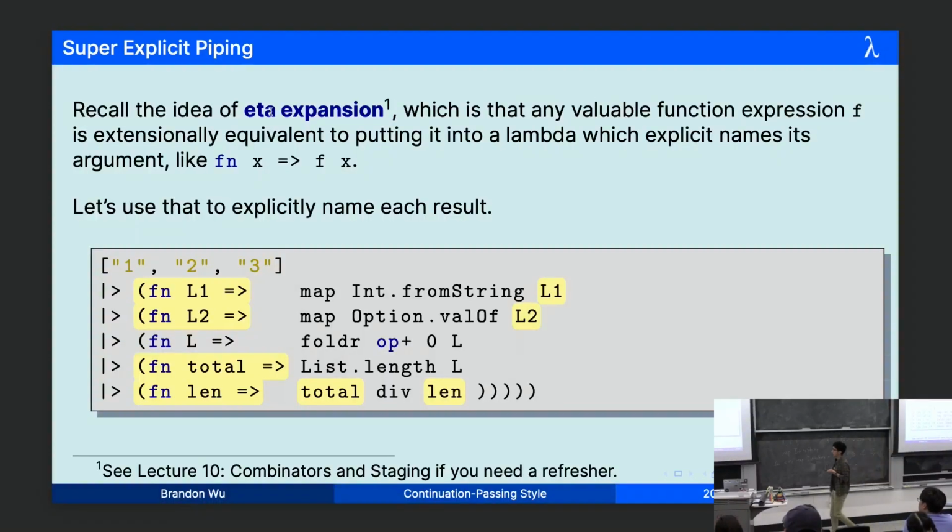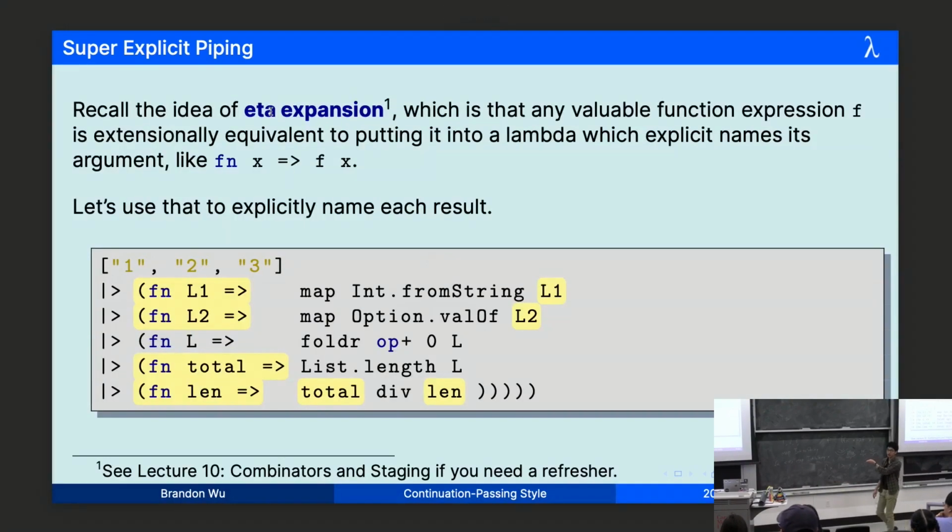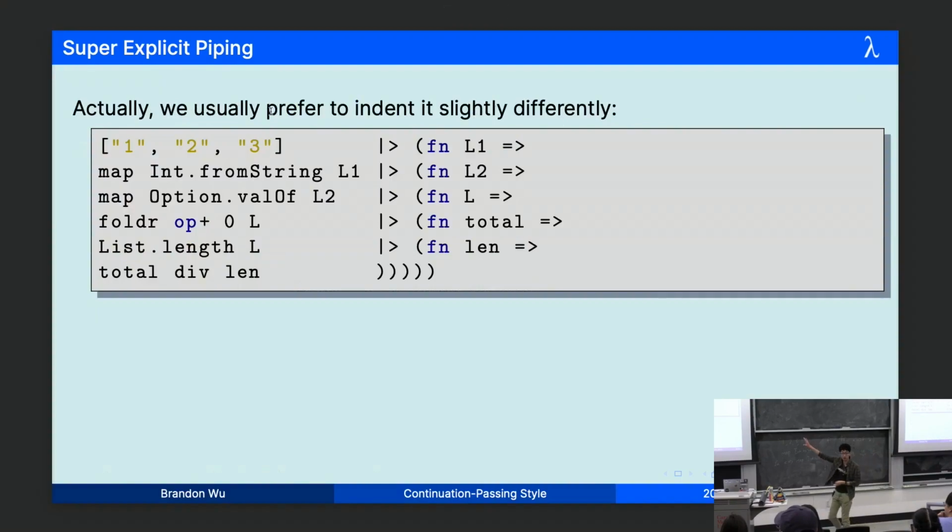Is everyone relatively clear on what this says and what this is doing? I haven't introduced any special syntax. It's just lambdas and pipes, okay? Okay, so we can do this, all right? But we actually prefer to indent things a little bit differently, okay? This is exactly equivalent. I've just changed the indentation a little bit. So now when I do 1, 2, 3, I pipe that into a lambda that has L1, so I bind this to L1.